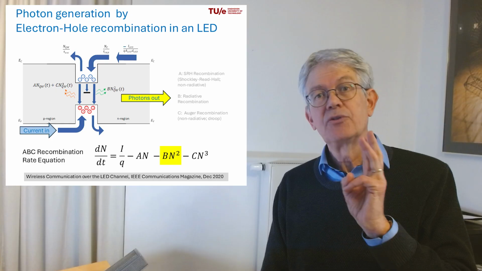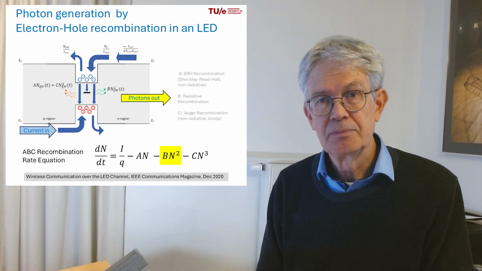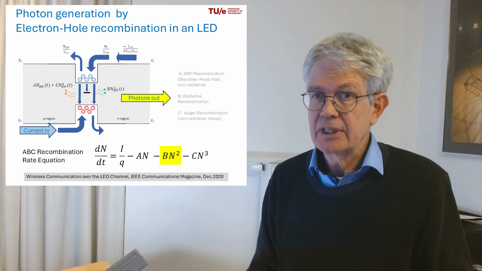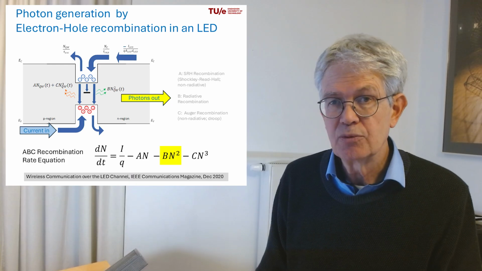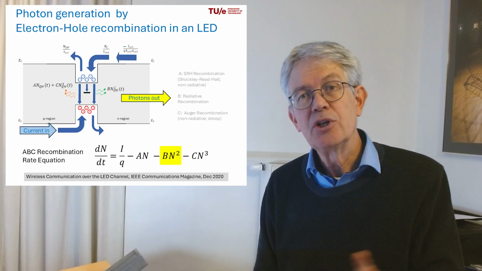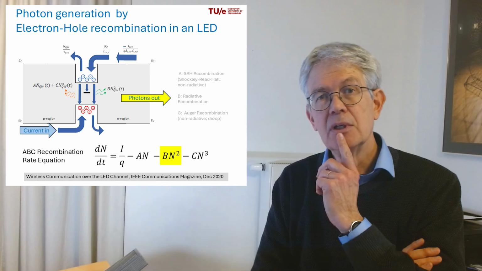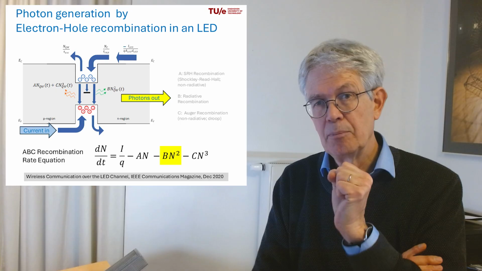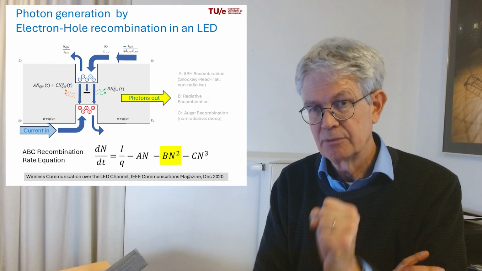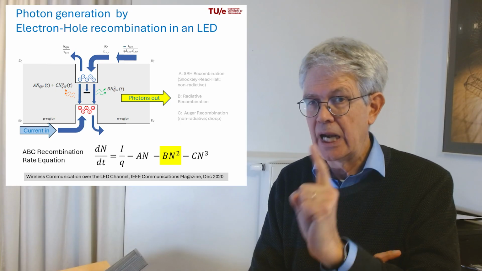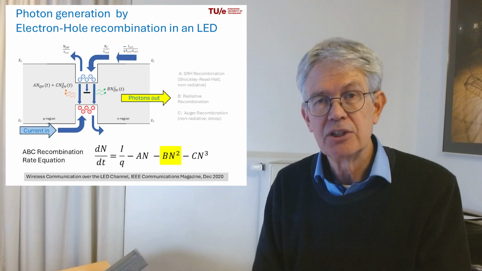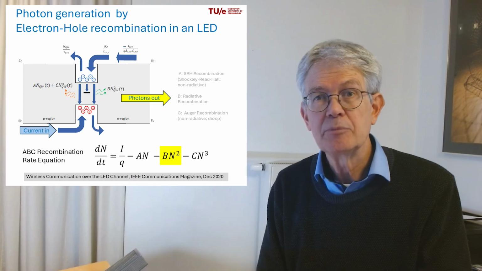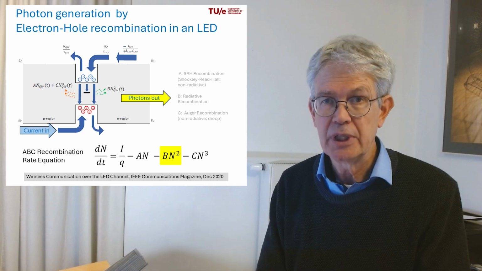But talking about the change of that number, there are also hole-electron pairs that vanish, that recombine, so to say. And then there are three effects that we need to discuss. One is the effect that we like. That's the radiative recombination. That's the B term in the ABC equation. So the number of recombinations is B times n squared. You need a hole, you need an electron. The chances that they find each other is n squared. So B times n squared is the radiative recombination rate.